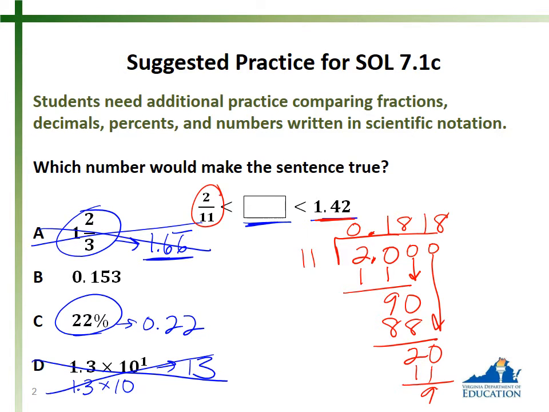So now I have my decimal here. I have to figure out which one of these two is going to be bigger than the decimal I just got for 2/11ths. And I can see that 1.8 is definitely bigger than 1.5, and so I'm just left with option C. C, 22%, would be the correct option.